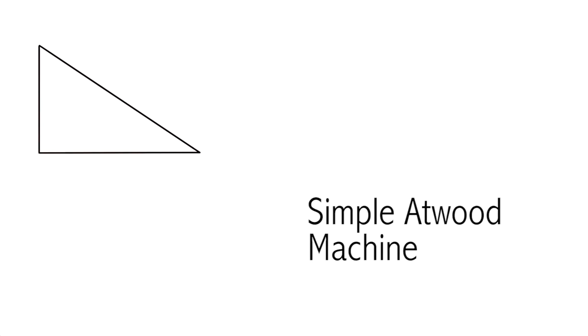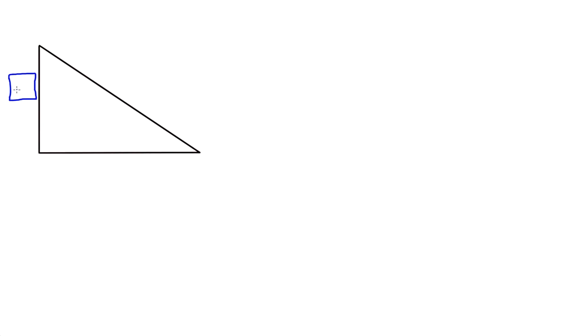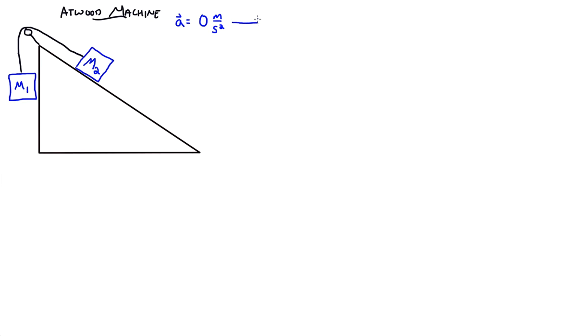In this problem, let's consider two blocks, mass 1 and mass 2, the latter of which is sitting on an inclined plane. The two masses are attached to each other with a massless string over a massless pulley, also known as an Atwood machine. In this situation, the acceleration of the blocks will be 0. In other words, the system is in equilibrium.